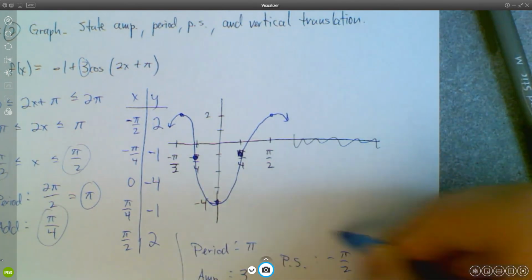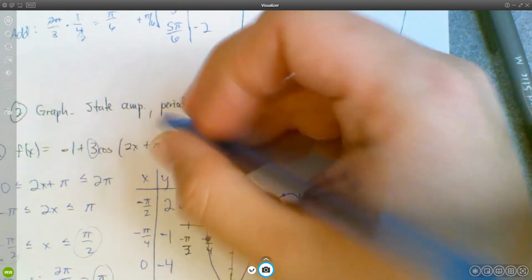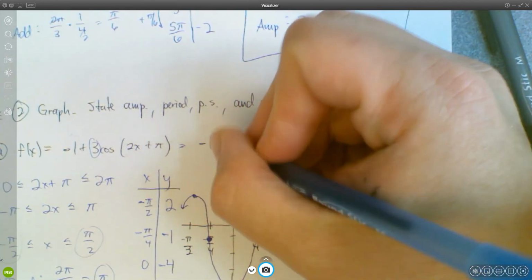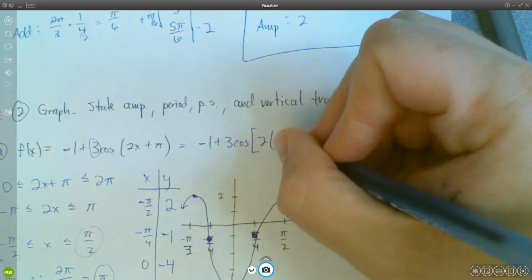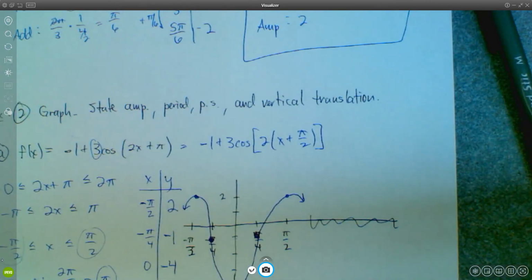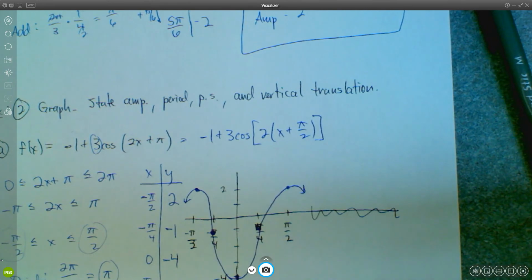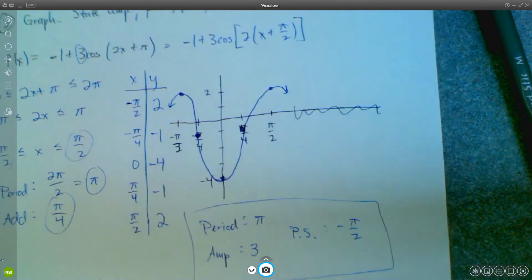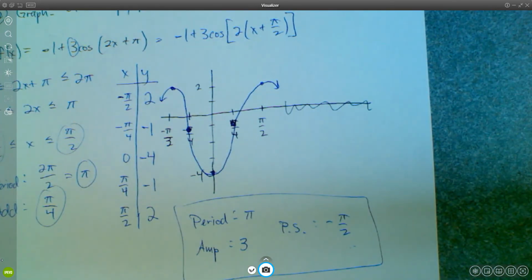And remember, another way to see what the phase shift is to rewrite this by factoring out this first number. So this is really negative 1 plus 3 cosine of 2 times x plus pi over 2. Right? If you factor out the 2, that's what you get. So there you go. You can see the phase shift is negative pi over 2, for sure. Okay? So that's that one.